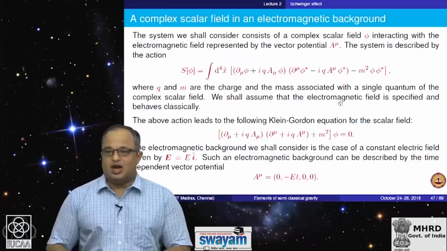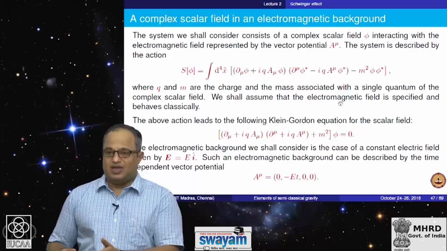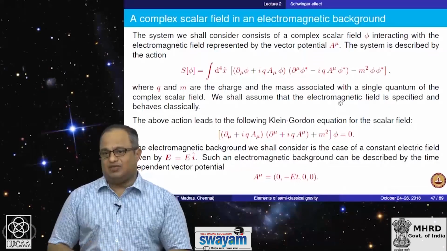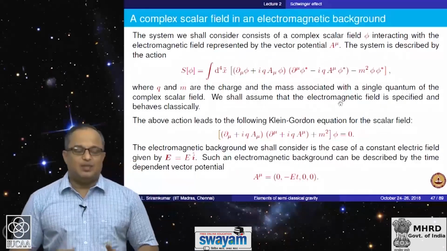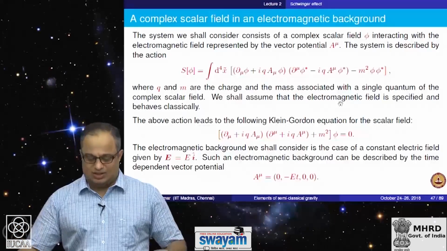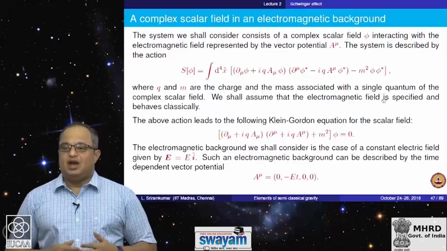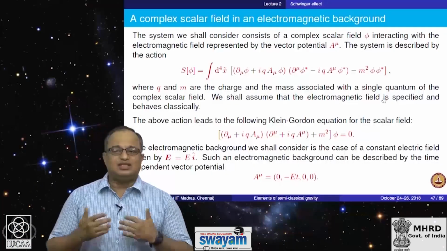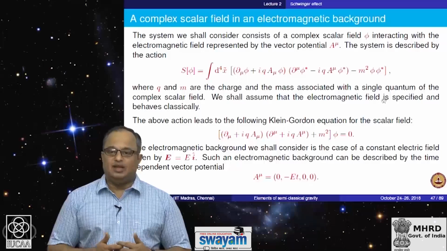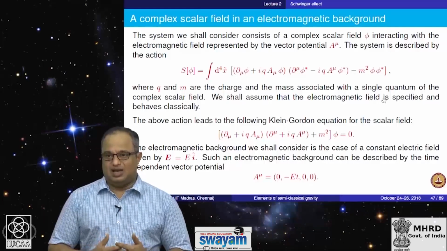Please note, we are not interested in the electromagnetic part of the action, because we are not interested in the dynamics of the electromagnetic field. The electromagnetic field is specified to us as I have described here, and it is assumed to behave classically, and we are trying to understand how will the scalar field, the quantum scalar field, behave in this classical electric field background.